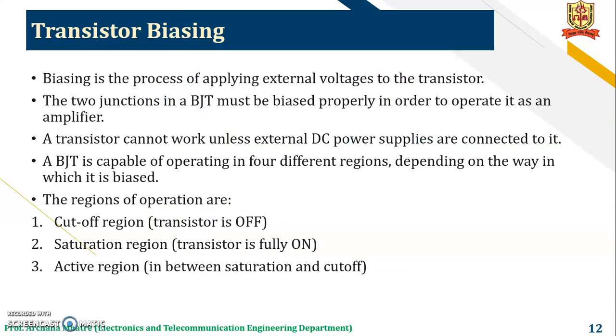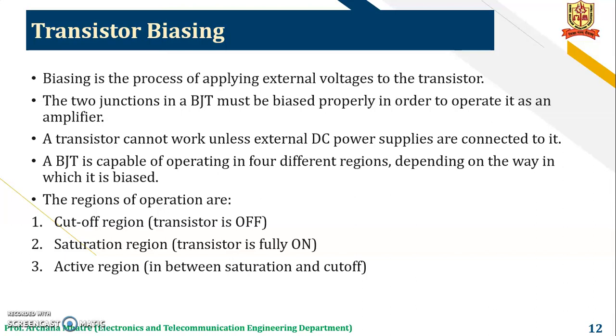Now next is transistor biasing. The biasing is the process of applying external voltage to the transistor. The two junctions in a BJT must be biased properly in order to operate it as an amplifier. The transistor cannot work unless external DC power supplies are connected to it. So always we have to bias the transistor for amplification purpose or a switching purpose.